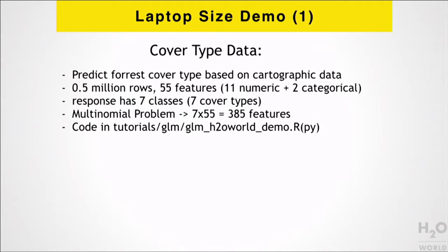And because we have 7 classes, the way GLM is fitted for multinomial problems, you get a set of coefficients for each class. So we got actually 385 features to fit in this case. And you can check the tutorial code on the USB drives. So I'm going to switch to RStudio at this point, and I'm going to do the example live.